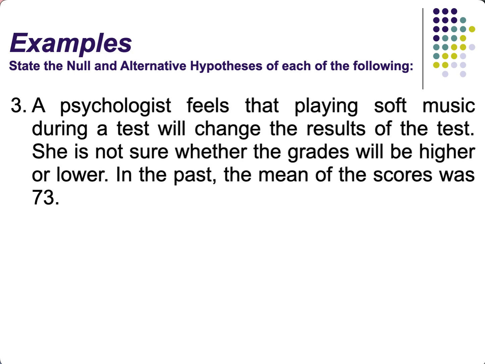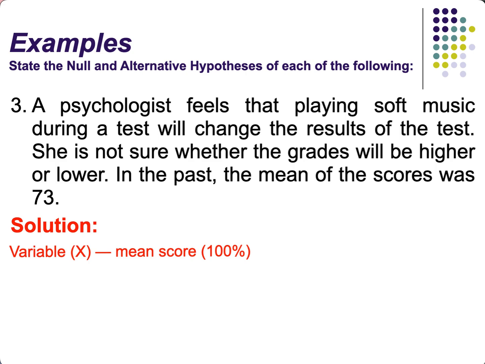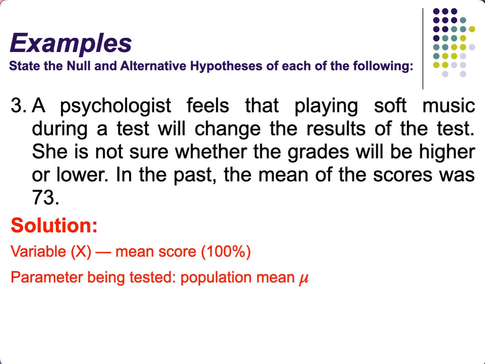Number three. A psychologist feels that playing soft music during a test will change the results of the test. She is not sure, though, whether the grades will be higher or lower. In the past, the mean of the scores was 73. So there was no specific direction where the alternative hypothesis would want to explore. It just tells that it may be higher or lower. So let's first establish the variable. The variable that we want to measure here are the grades or the mean scores. It's a population mean, no doubt. And the null hypothesis will be the mean score is equal to 73. That's going to be clear.